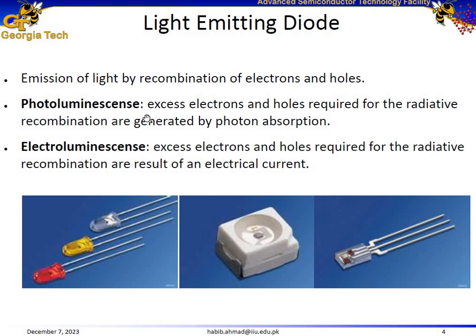In photoluminescence, we actually have a light source, for example, a laser. And if the energy of the laser is greater than the band gap of the semiconductor, it's going to result in the generation of primary electron-hole pairs.